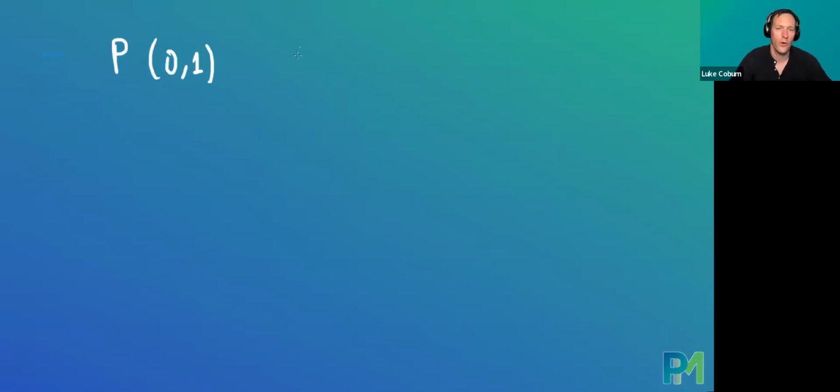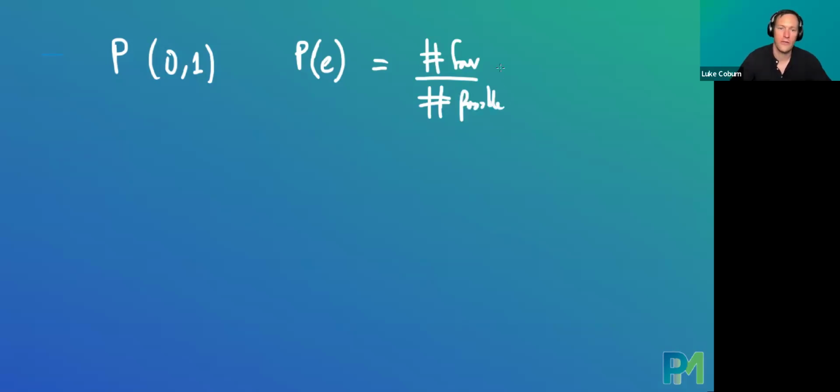The way we work out a probability of some event, let's say the event is E for event, the probability of the event E is equal to the number of favorable ways, the number of ways that are favorable to us, over the number of possible ways. Let's take an example.